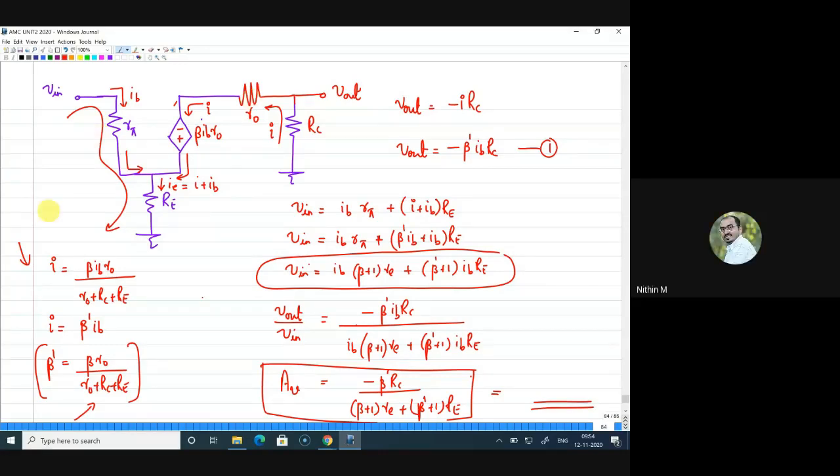But the V in equation is on the input side, right? I have taken that into account. You can see that. How have I written V in? IB into R pi plus (I plus IB) into Re only I have taken. And I have replaced I as beta dash into IB. Is it clear, Madhusudan? Yes, sir. Okay.